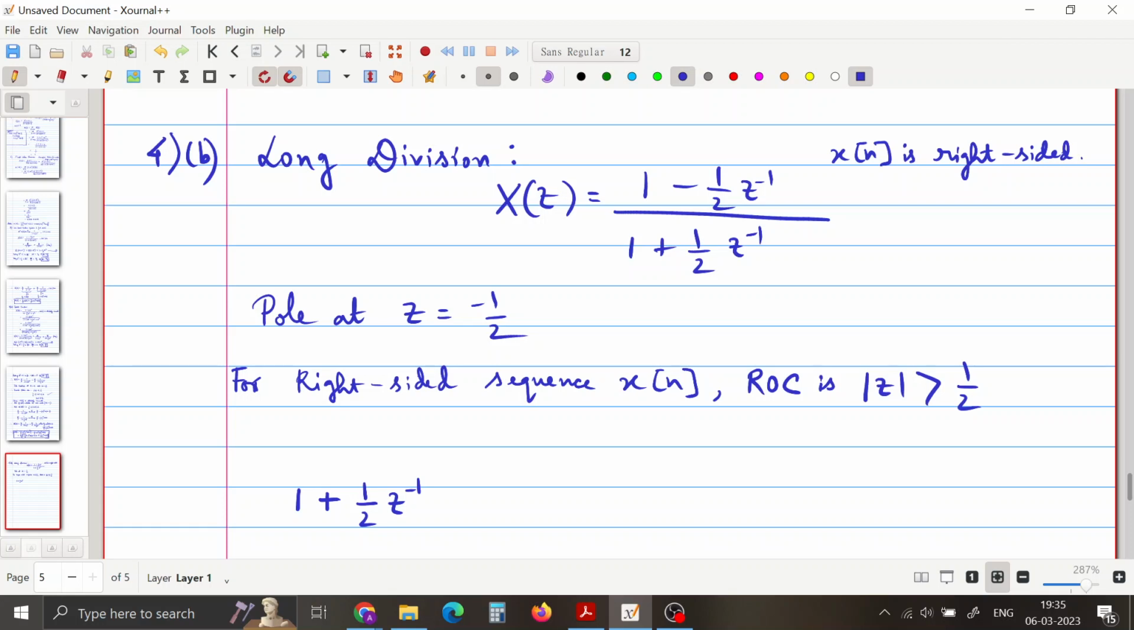But whenever the ROC is of the form mod z greater than some value, it's outside of a circle. But if the sequence is anti-causal, if the ROC is inside of a circle, then you need to write this divisor, this denominator, in the reverse order. Like if it was originally 1 plus half z inverse, you need to write it as half z inverse plus 1 and then divide the numerator. But here we will write it as it is because it's a right sided sequence, and let's perform the long division.